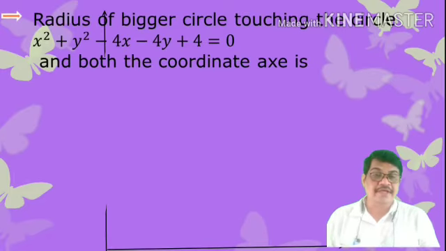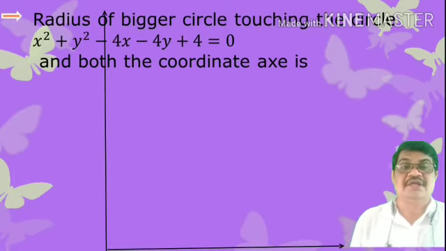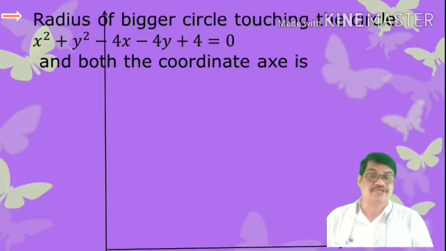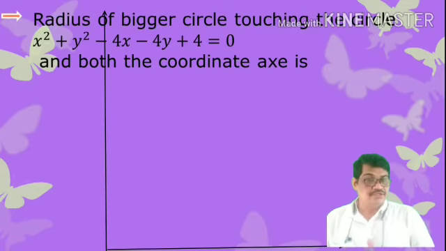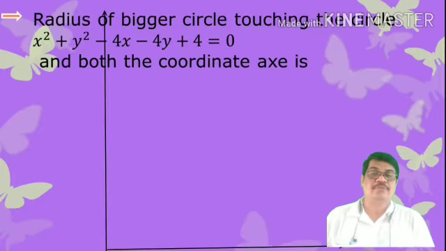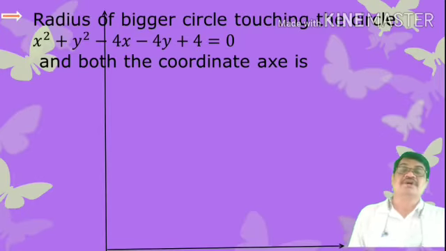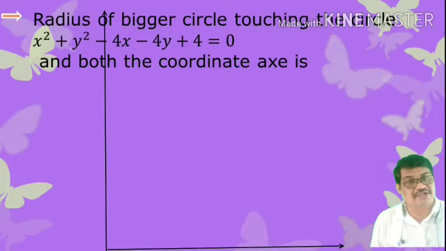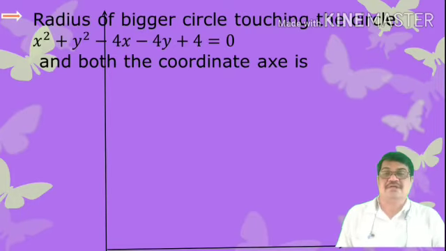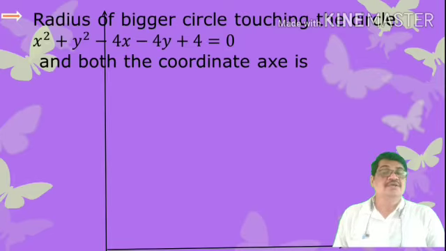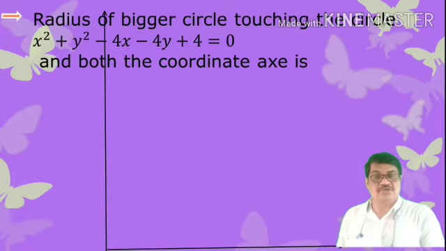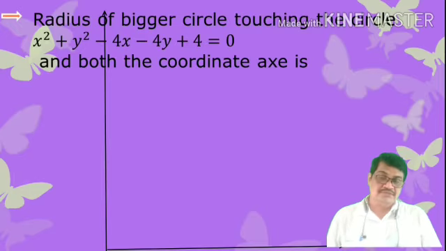Radius of the bigger circle touching the circle x square plus y square minus 4x minus 4y plus 4 is equal to 0 on both the coordinate axes. This is the concept here. So here the given problem is the radius of the largest circle or bigger circle touching the given circle. Given circle is x square plus y square minus 4x minus 4y plus 4 is equal to 0. And the circle touches both the axis and the given circle.